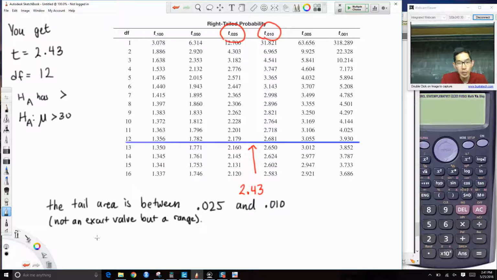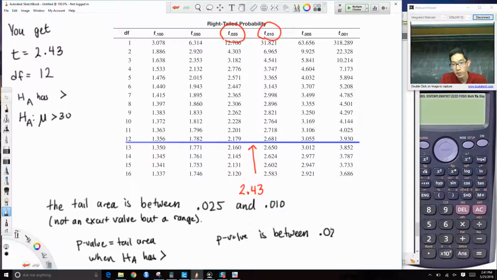But in this case, our p-value is equal to our tail area when the alternative has a greater than sign. So here we would say our p-value is between 0.025 and 0.010. Or just 0.01 really.